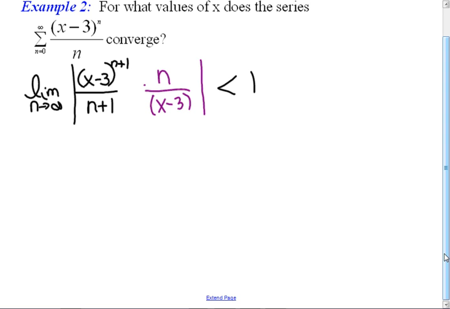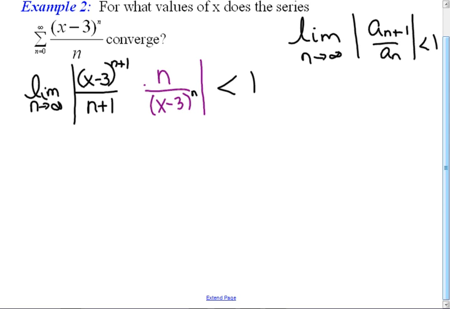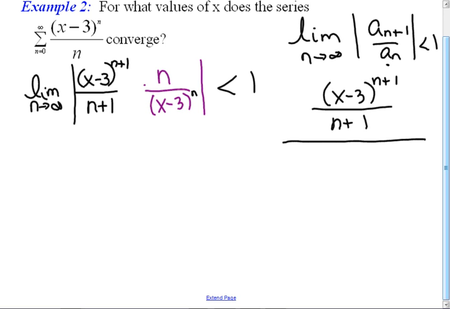Because it's the limit of a sub n plus 1 over a sub n. This converges if that's less than 1, because that's the nth term. Because I really have this x minus 3 to the n plus 1 over n plus 1, and all of that is divided by n over x minus 3 to the n. Well, I don't want to do that division. I'd rather multiply by the reciprocal. And that's perfectly acceptable.